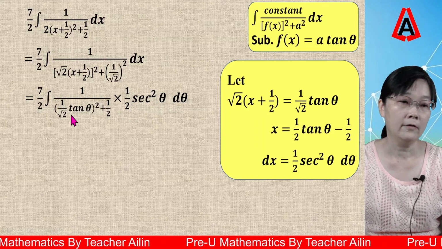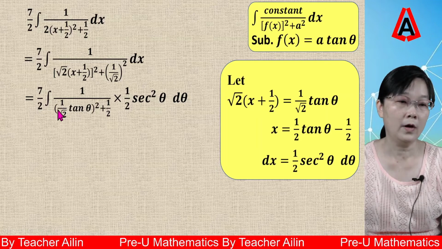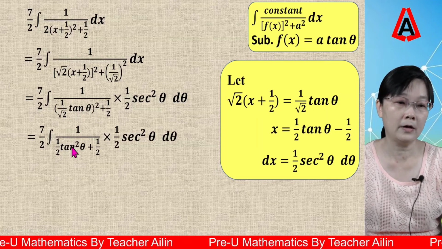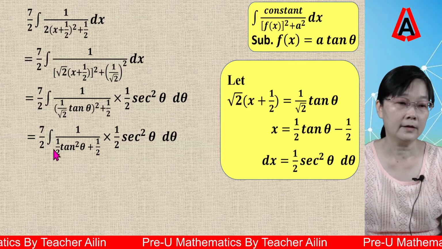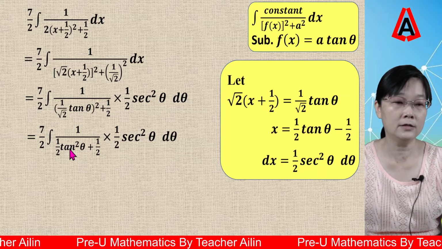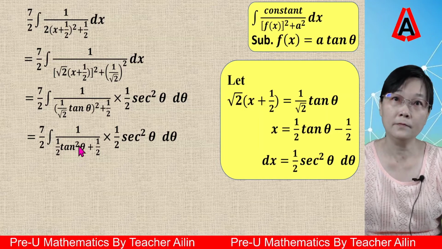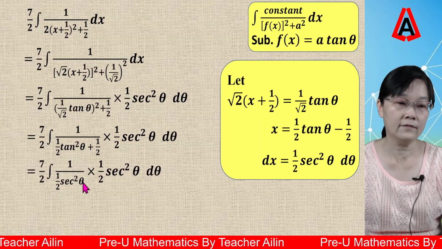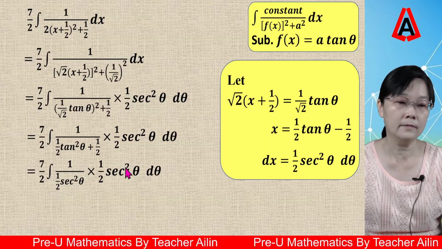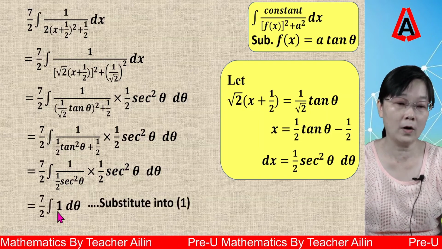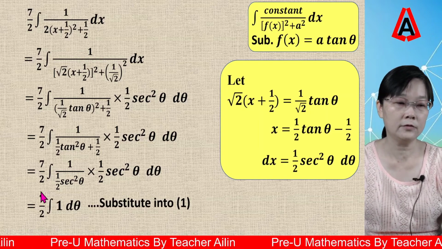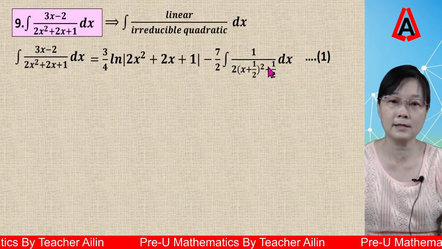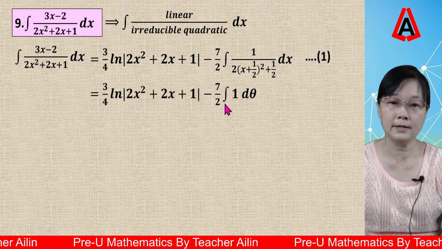Now, for this power 2, 1 over square root of 2 power 2, we get 1/2 tangent power 2. Now, I factorize 1/2 and I will get tangent power 2 plus 1. Tangent power 2 plus 1 is equal to sec square. And notice that we can cancel off these two terms and finally we get 1. Now I'm going to substitute this back into equation number 1 just now. So now I get this one.